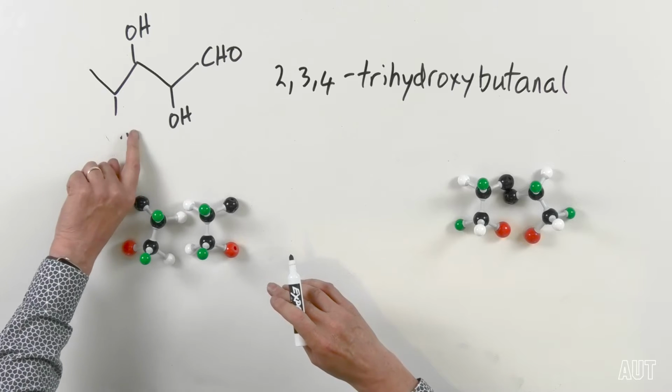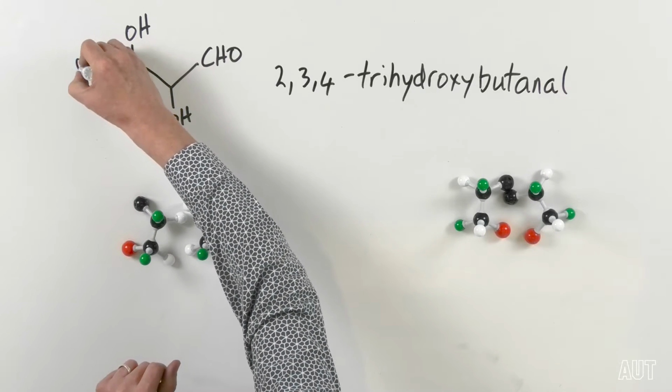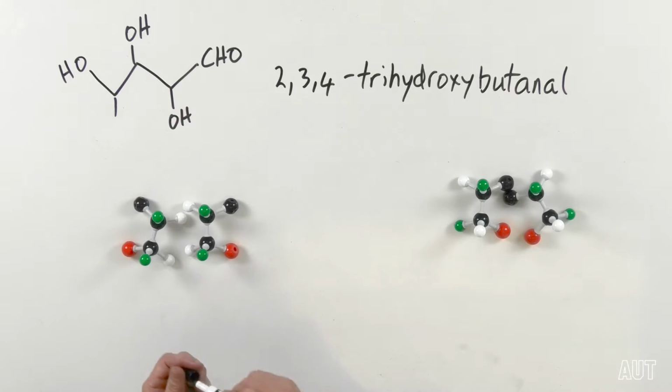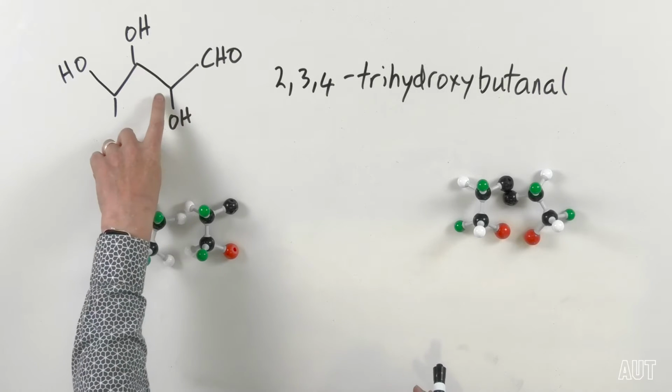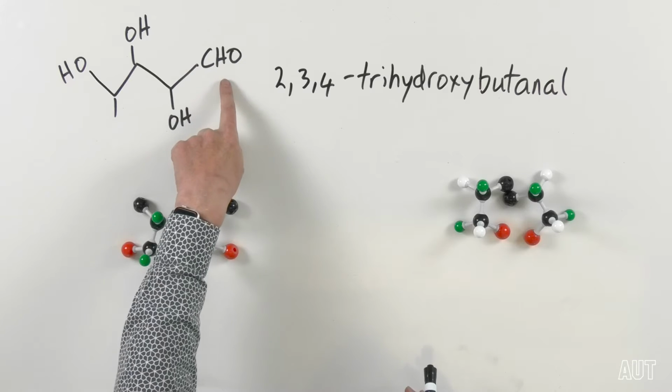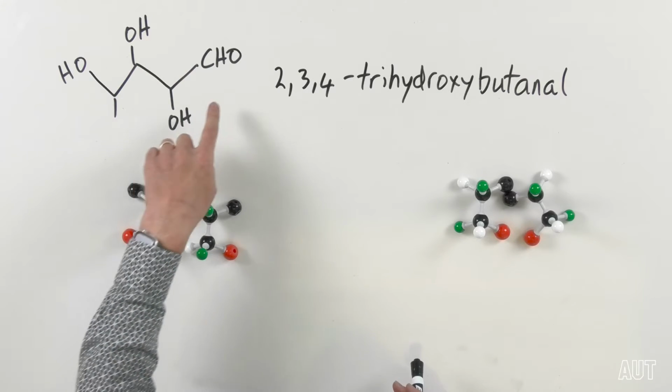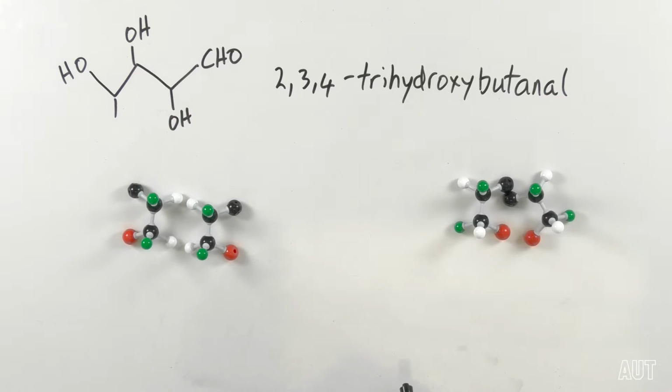Let's draw that there just to keep everything fair and above board. Okay, right. So 2,3,4-trihydroxy, there's 3 hydroxys there. Here's an aldehyde, and so it's butanal. Okay.